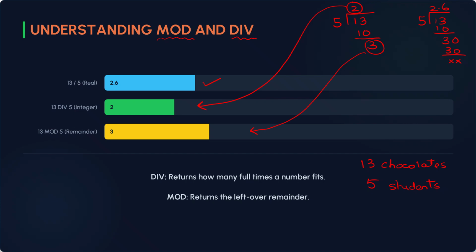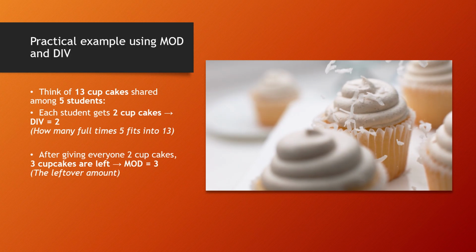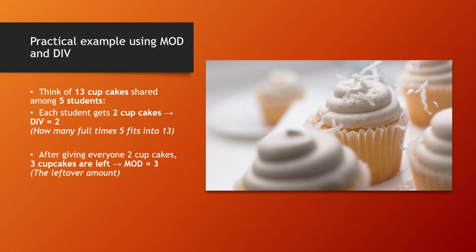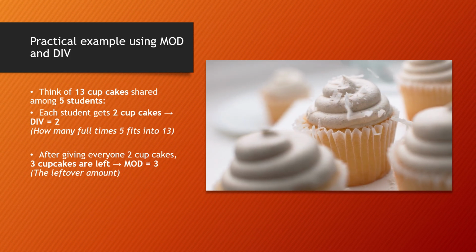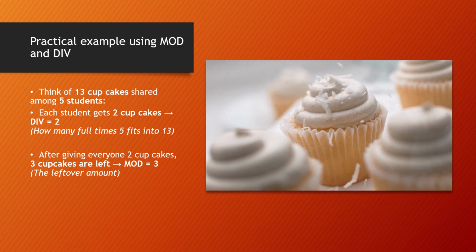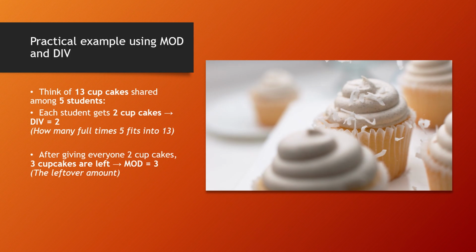And you can also see that the real answer had a decimal number, but the answers of div and mod are both whole numbers. Another practical example using mod and div: think of 13 cupcakes shared among 5 students. Each student gets 2 cupcakes, which is given by 13 div 5. That means 5 fits into 13 two full times. After giving everyone 2 cupcakes, 3 cupcakes are left, which is given by mod. That is the leftover amount.